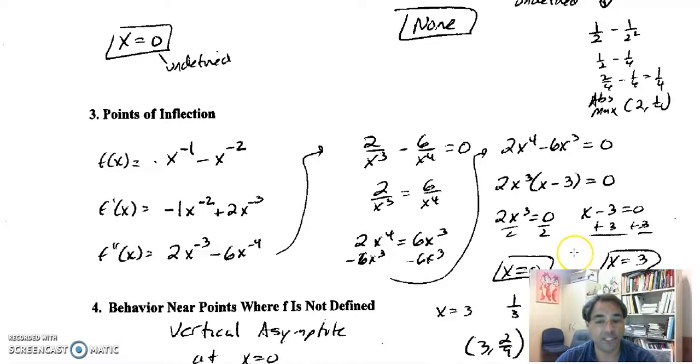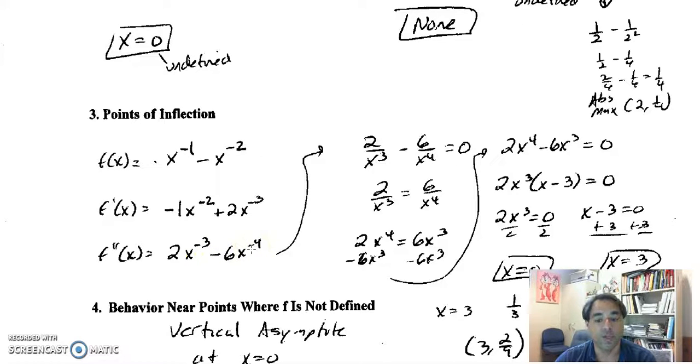For points of inflection, this is the new one. To find points of inflection, we take the second derivative. Well, we've already taken the first derivative, negative 1 x to the negative 2 plus 2x to the negative 3. To find the second derivative, we take the derivative again. So negative 2 times negative 1 is 2. Negative 2 minus 1 is negative 3. Negative 3 times 2 is negative 6. Negative 3 minus 1 is negative 4. So the second derivative would be 2x to the negative 3 minus 6x to the negative 4.